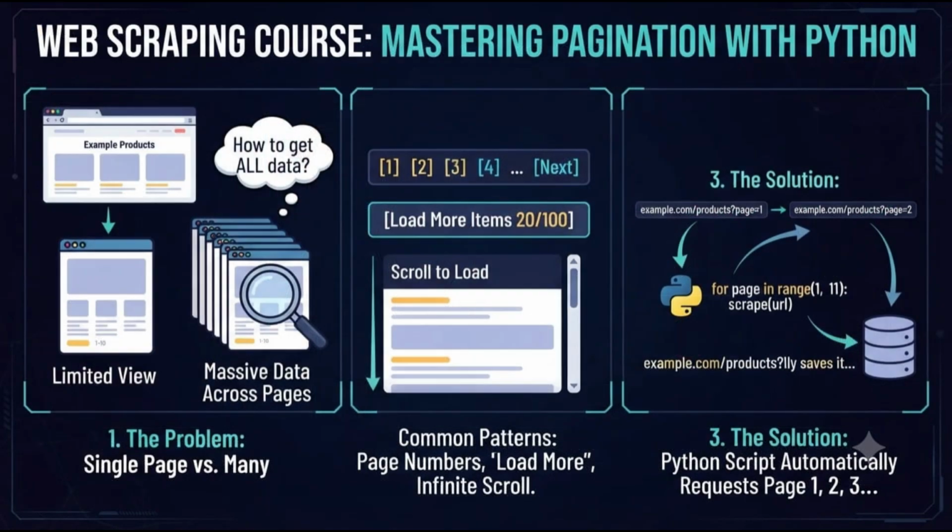Before we write code, let's look at how websites organize large amounts of data. They use pagination: next buttons, page numbers like page 2, page 3, or load more buttons. If you want to gather all products, articles, or quotes, you cannot rely on just one URL. You need a strategy to loop through dynamic URLs automatically. Let's see how website structures change as we click through pages.